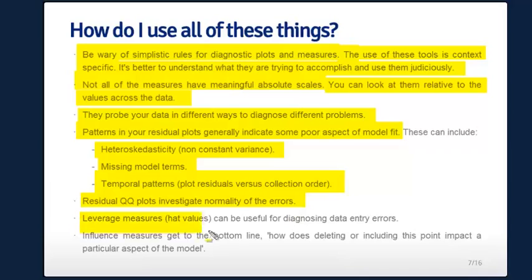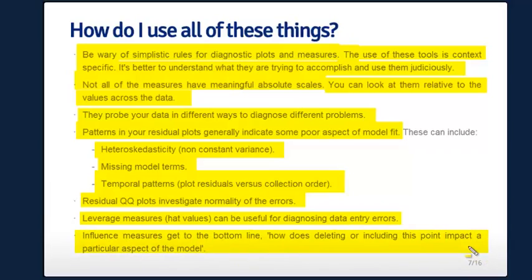Leverage measures can be thought of as diagnosing the potential for influence. So they only depend on the x's. They don't depend on the y's. They measure the potential for leverage. And some of the other measures, like the DFBETAS, measure the actual influence. But the nice thing about leverage measures is they can often be useful for diagnosing data entry errors or aberrant points. Influence measures get to the bottom line: how does deleting or including this data point impact a particular aspect of the model.